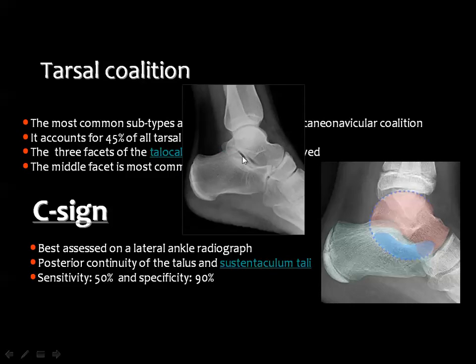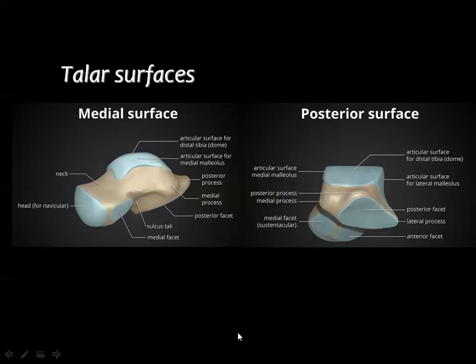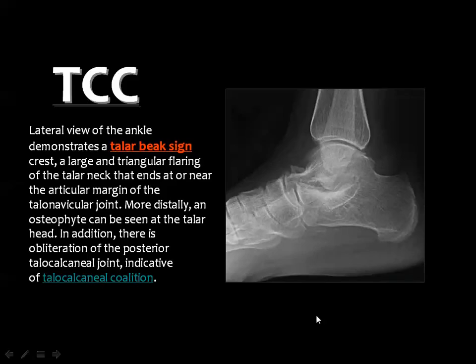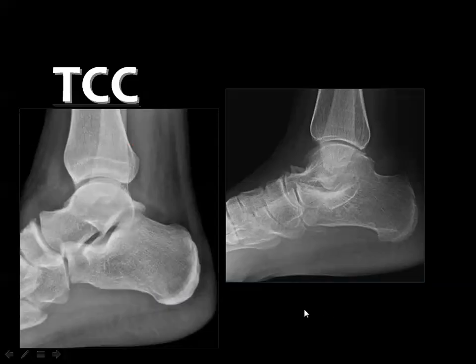If you look normally here, you see the joint space between the talus and the calcaneus, and here you can see the continuity of the bone across this joint. These are the facets of the talar surface. We have three facets: the medial, the anterior, and the posterior facet. The medial facet is commonly involved in this coalition, but all the facets can also be affected. Here it is clear that the talus is continuous with the calcaneus posteriorly, and there is no joint space here, meaning that there is coalition.